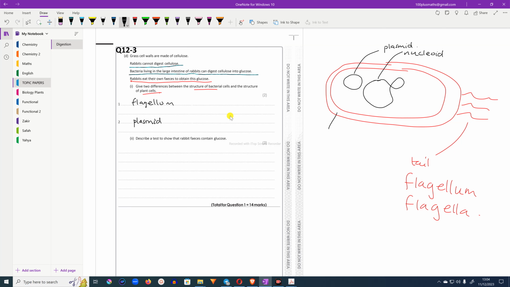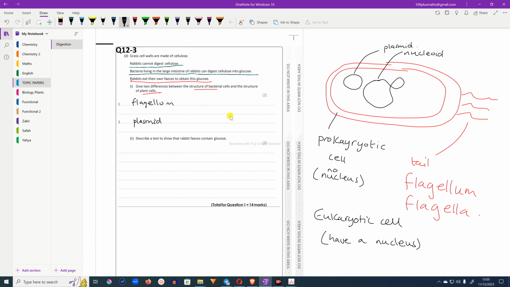So this is a prokaryote, or prokaryotic cell, because it does not have a nucleus. Eukaryotic cells have a nucleus. Prokaryotic cells have no nucleus. Eukaryotic cells have a nucleus.